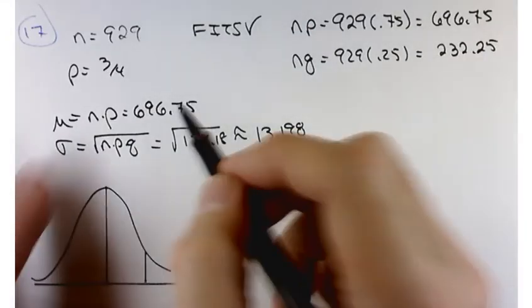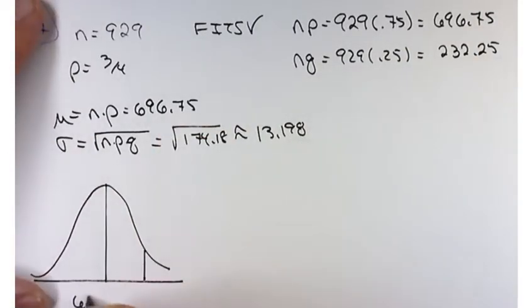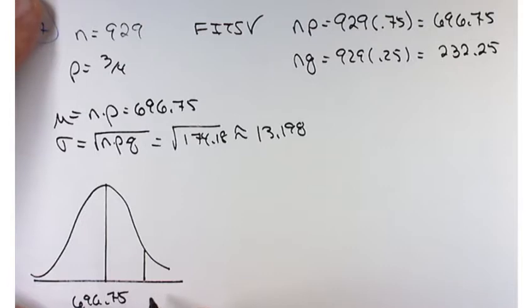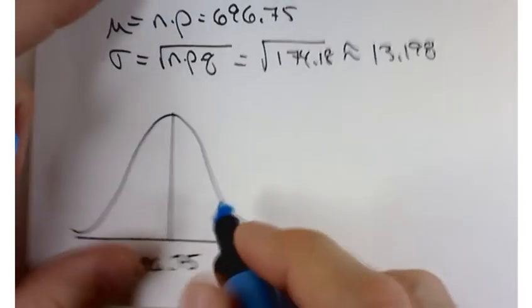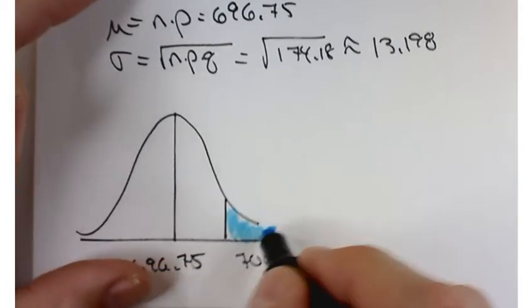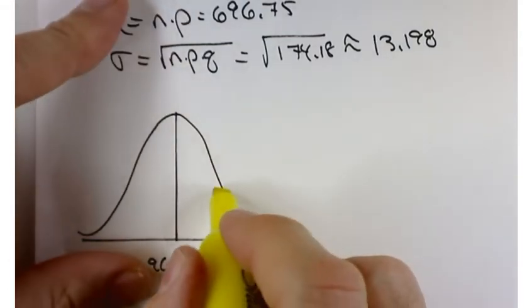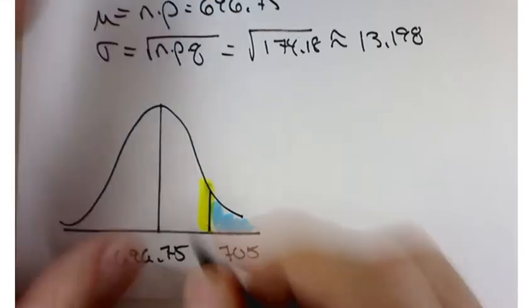Once that's checked, we already got our mean. That's 696.75. Standard deviation, 13.198. We're trying to find the area to the right of 705. That is at least 705. So I'll shade that area to the right. But 705 is not what I want to put in my calculator. I need to do my continuity correction. So that continuity correction gives me 704.5.